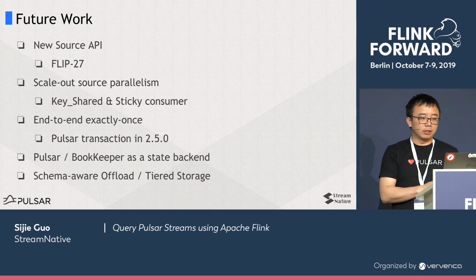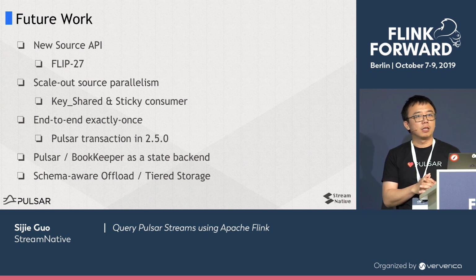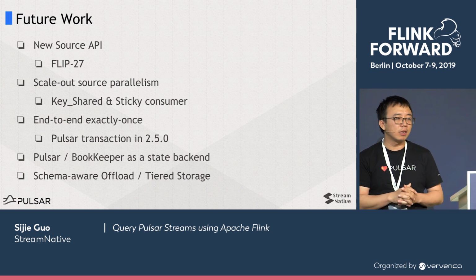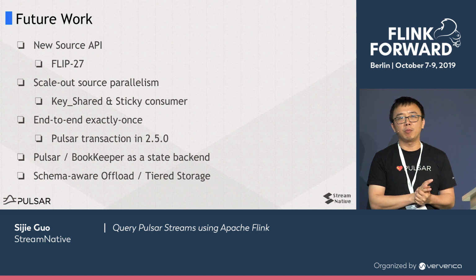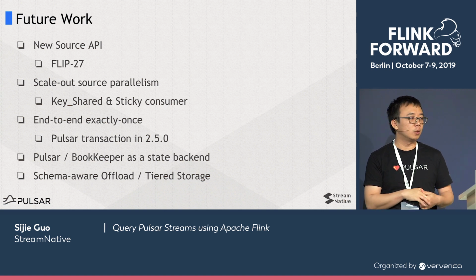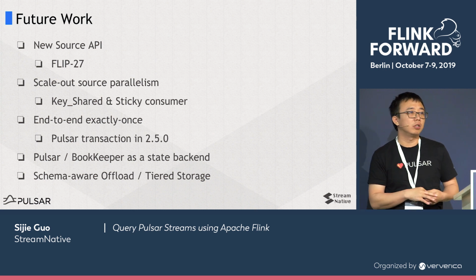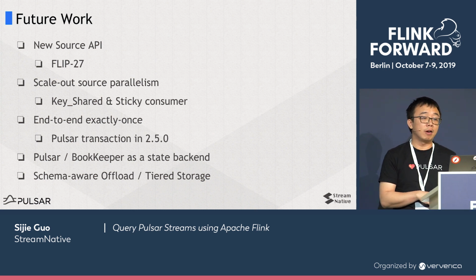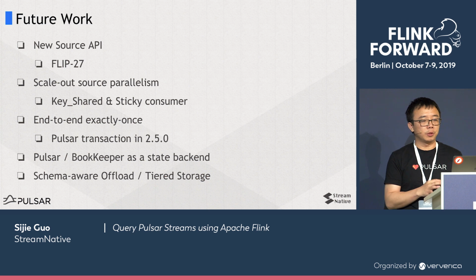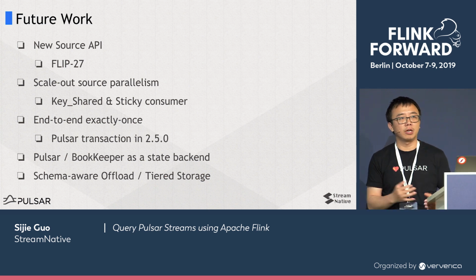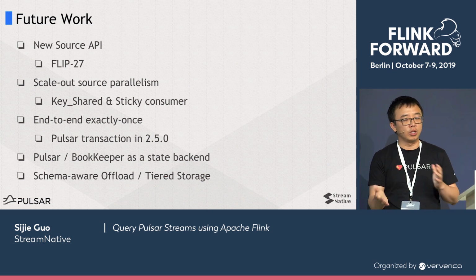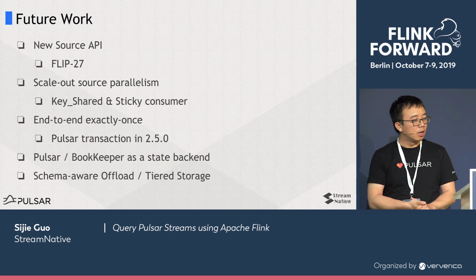And the last thing is that right now, for the source and sink connectors provided in Pulsar, the source is exactly once. The sink is not exactly once. It's at least once, because on failure you might publish multiple events into the sink. We are working on Pulsar transactions in the Pulsar 2.5 release. And we hope that with Pulsar transactions we can create end-to-end exactly once between multiple Flink jobs.